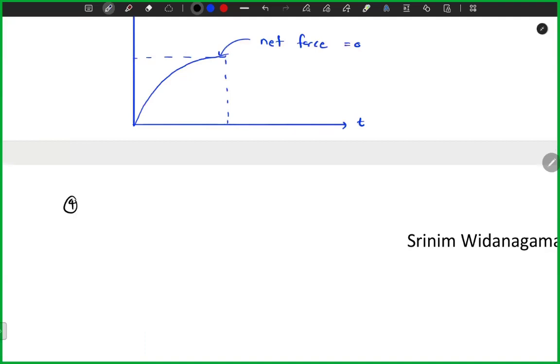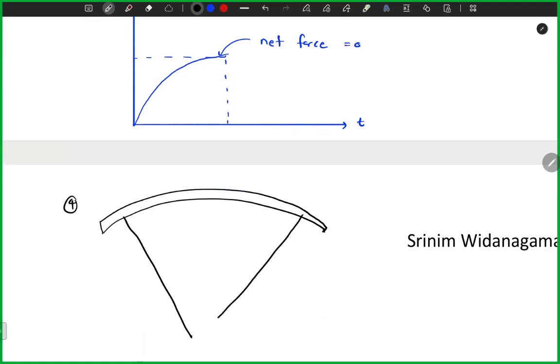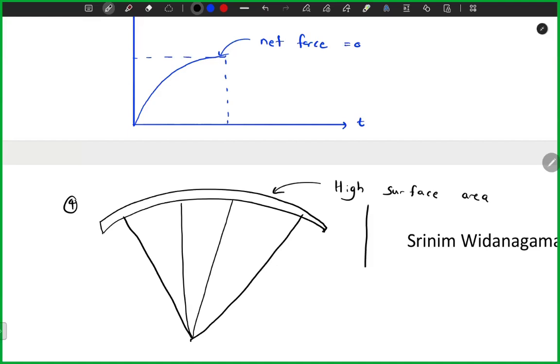What do you see? He opens the parachute. It's beautiful. When he opens the parachute, he's actually increasing the effective surface area, high surface area, high contact with the air molecules. Because of the higher surface area, there's a substantially high viscous force.